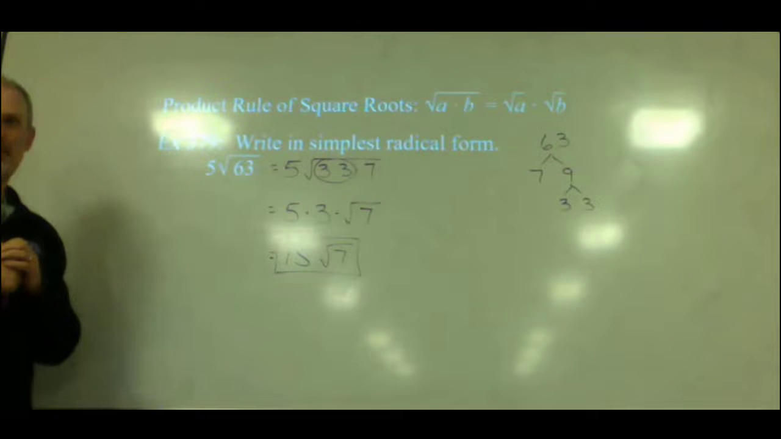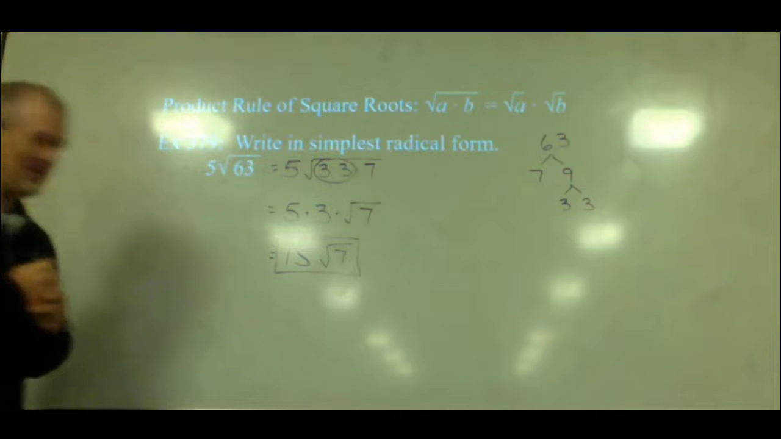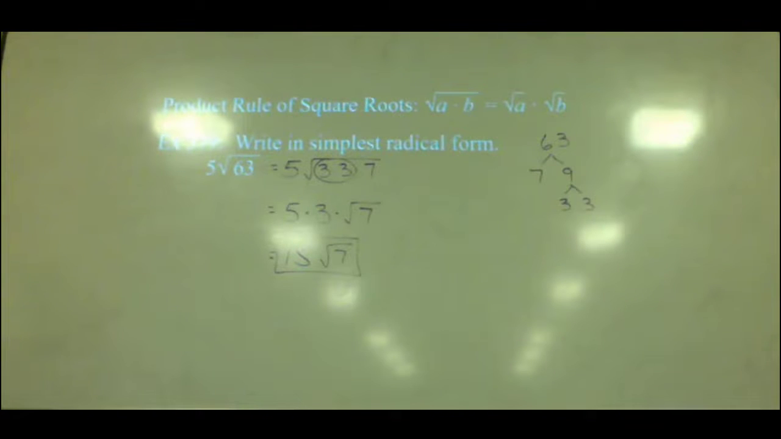Okay. Are we able to go on? All right. Well, let's take a look at it. 15, how do you say? 15 square root of 7. I mean, you can say 9, but that's not a 9. It's a 7.